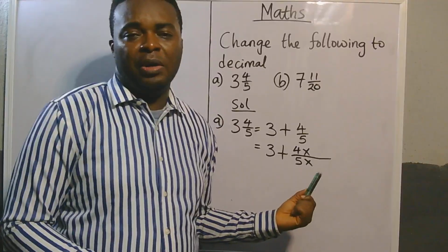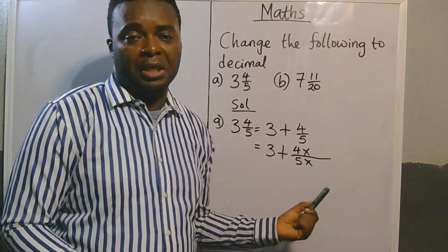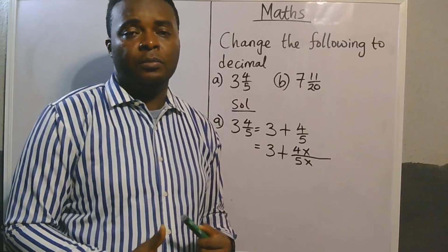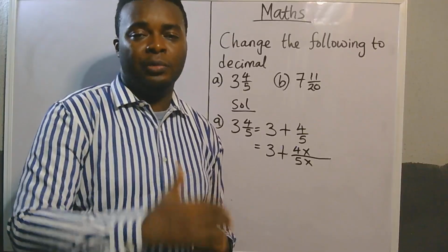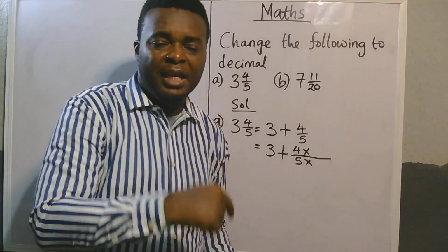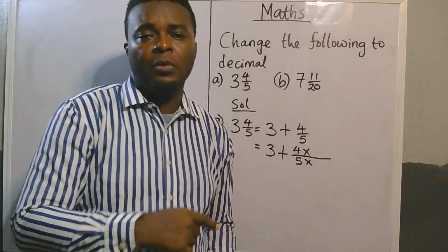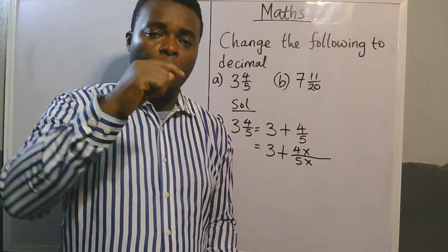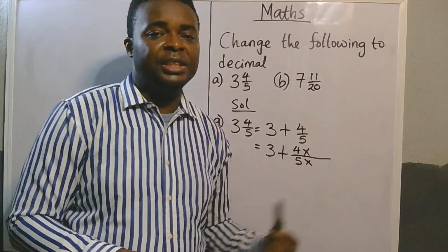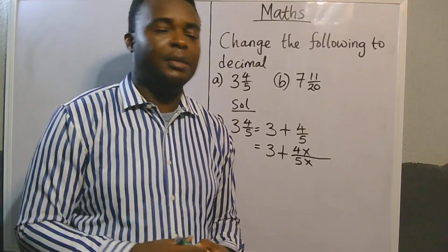Whenever the denominator is 10 or 100 or 1000 as the case may be, it's easy to change the fraction to decimal. I repeat, whenever the denominator is 10 or 100 or 1000 as the case may be, it's easy to change the fraction to decimal.